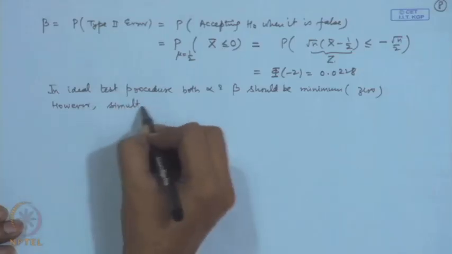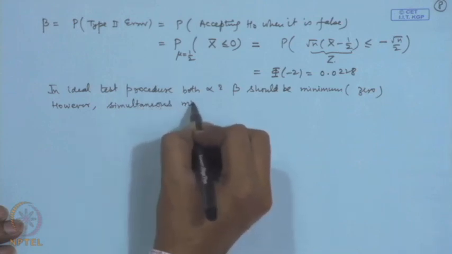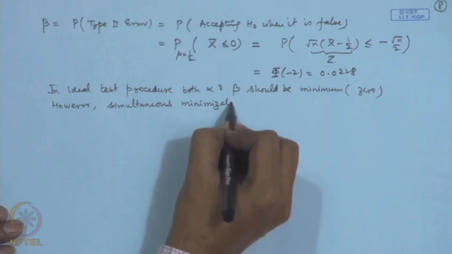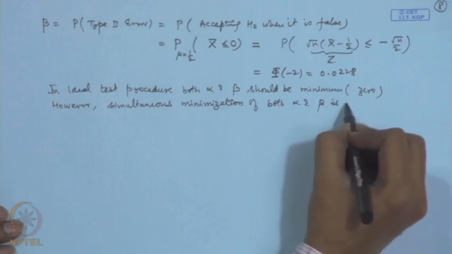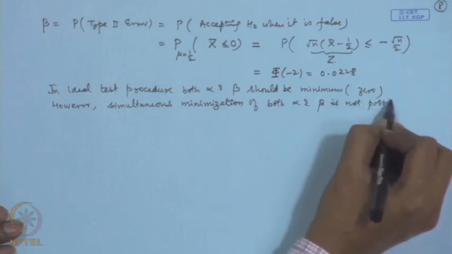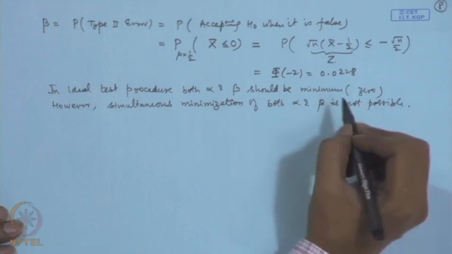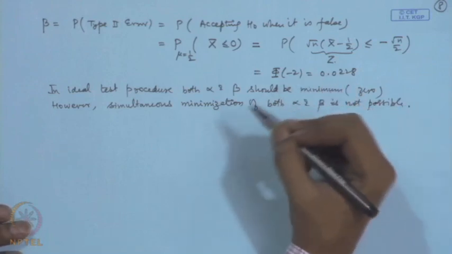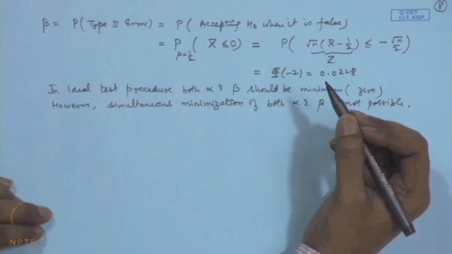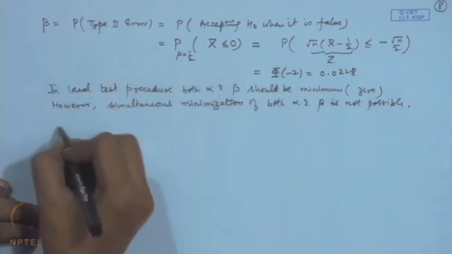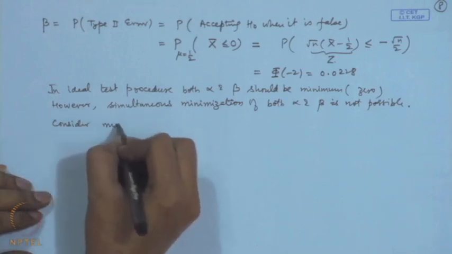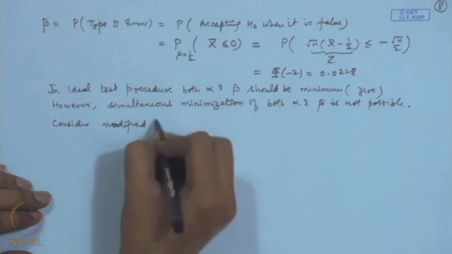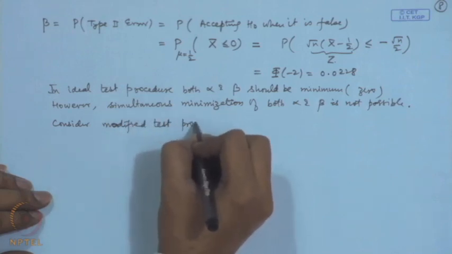So, simultaneous minimization of both alpha and beta is not possible. In fact, if we reduce alpha, then beta will increase, and if we reduce beta, then alpha will increase. Let us take, for example, a modified test procedure for the same problem.